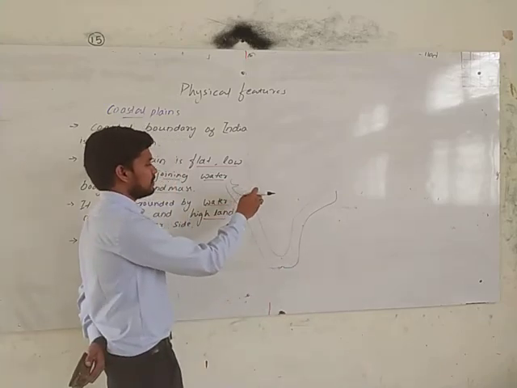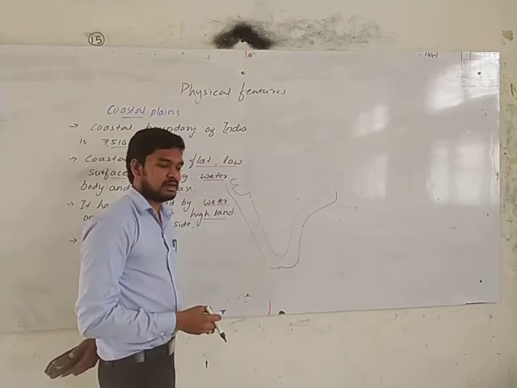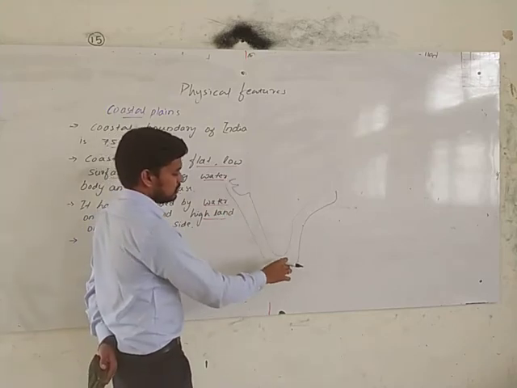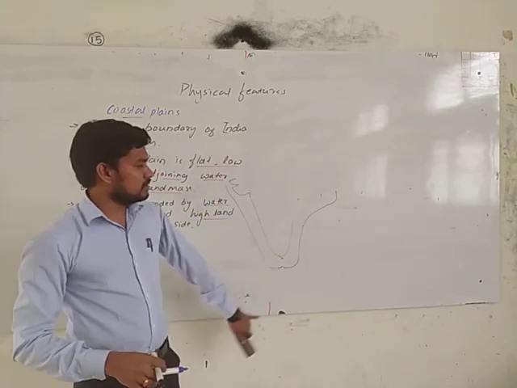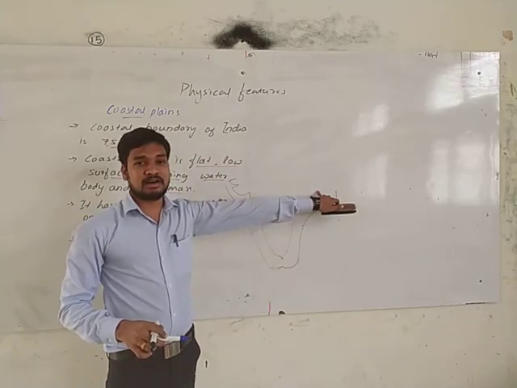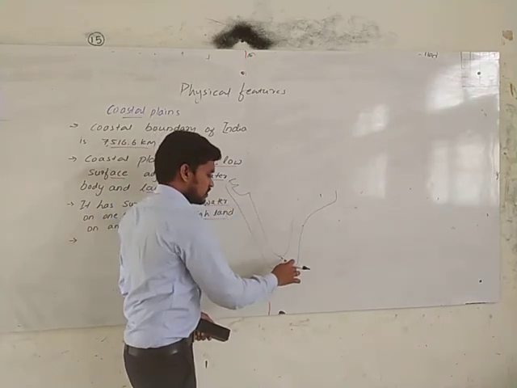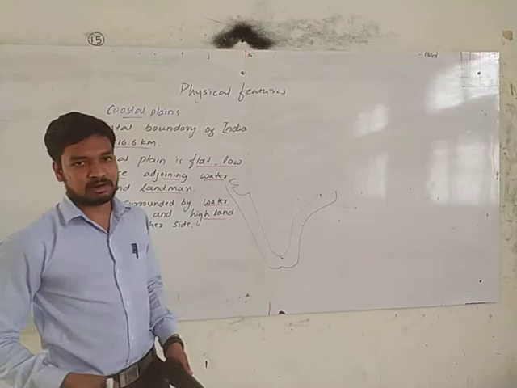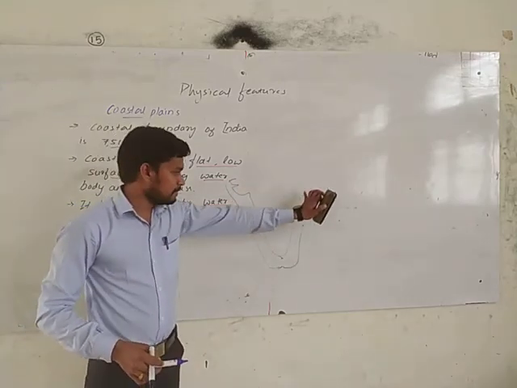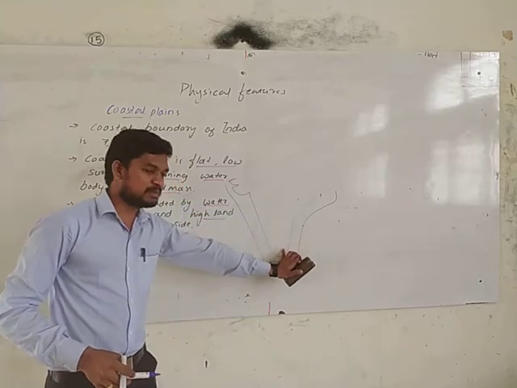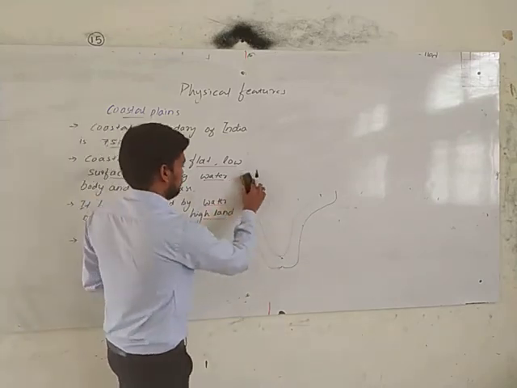The western one runs from the west of Gujarat, the Rann of Kutch, to Kanyakumari. And the eastern one runs from the beginning of the Eastern Ghats towards Kanyakumari. So we have many divisions under the western plains, and in the eastern plains also we have many divisions. We will discuss that deeply.